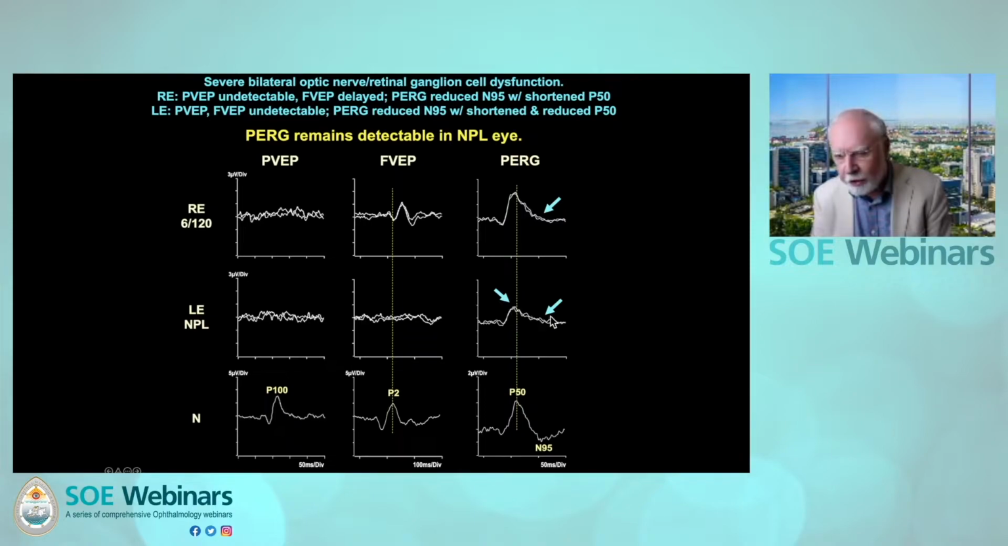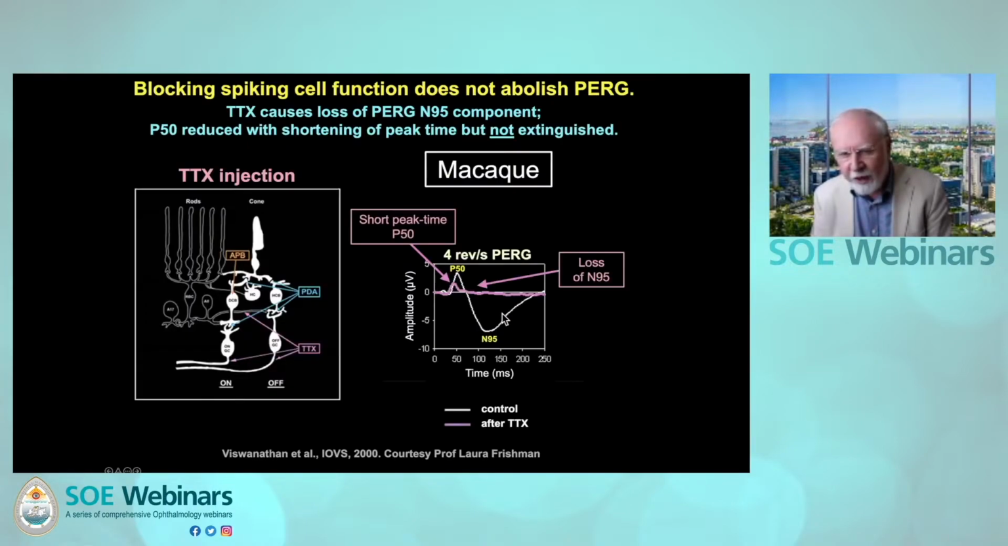And if you look at the shape of this response, that's exactly what happens when you, this is Laura Frishman's work, when you inject tetrodotoxin, which blocks all spiking cells, into the vitreous of a macaque. There is almost complete loss of the N95 component. P50 becomes shorter and smaller, but it does not become extinguished.